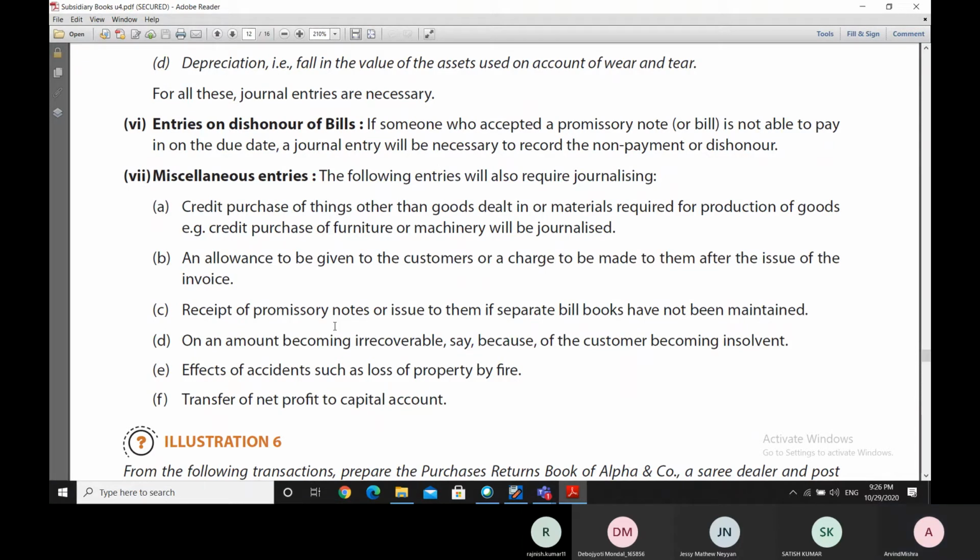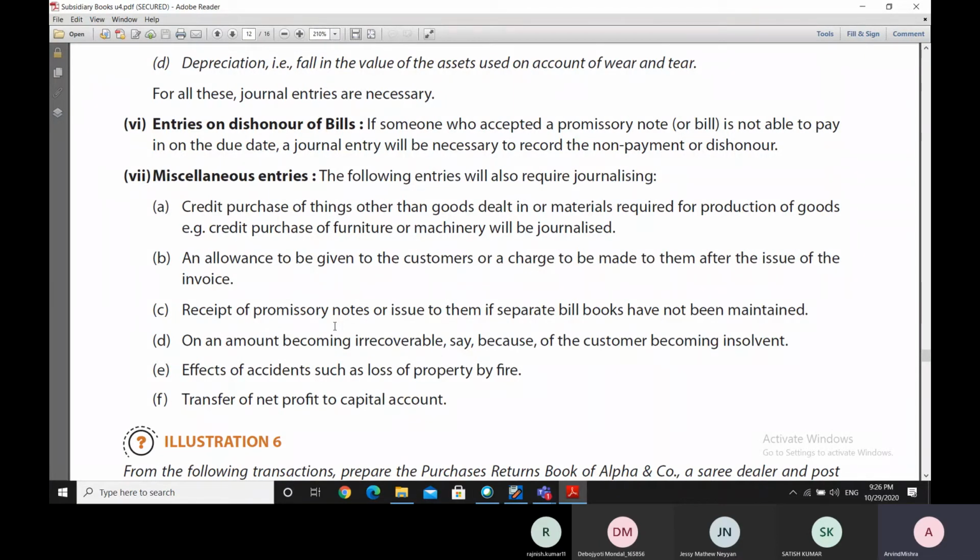Number one, if you are making any credit purchase of such items which are not the normal goods dealt in by that business, which are not the materials dealt in or dealt with by the business, and a credit purchase of such items is being made, in that case, they can be entered in the journal straight away rather than entering it in the purchase book.